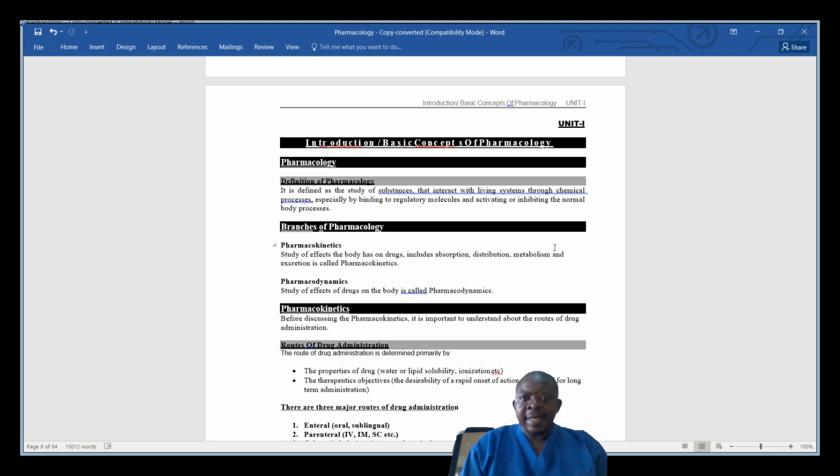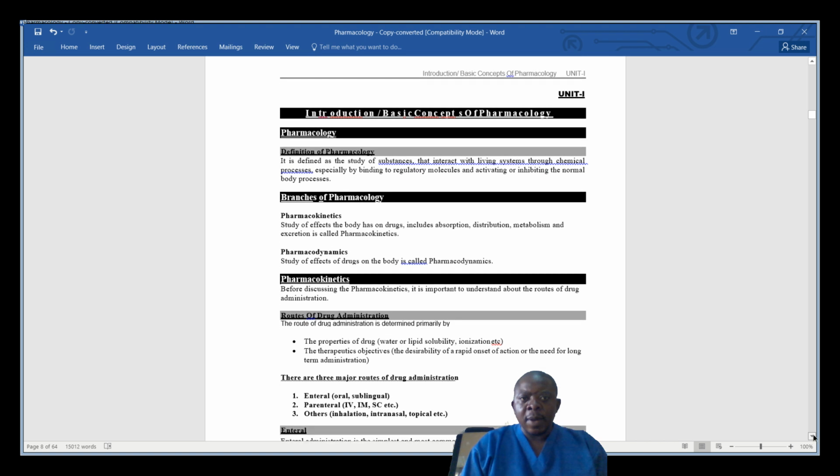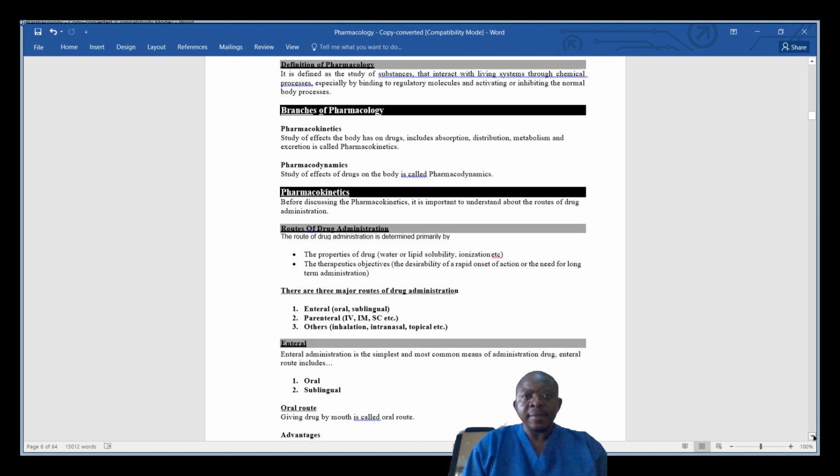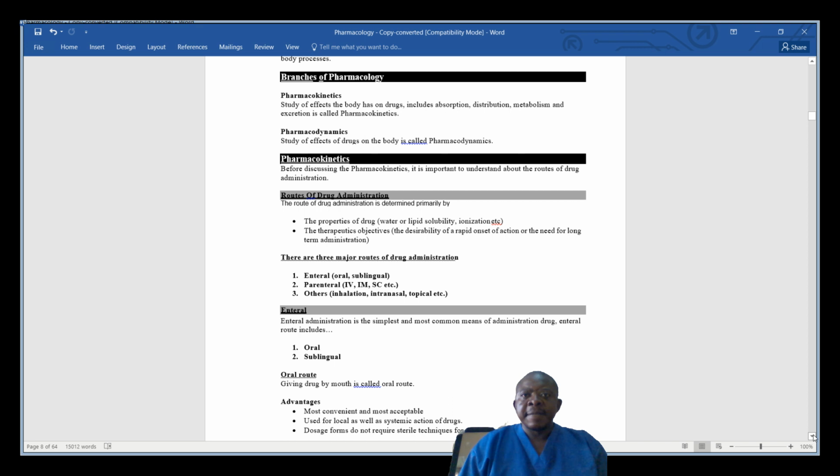Okay, so now let us expand more on pharmacokinetics and pharmacodynamics by first elaborating more on pharmacokinetics. Before pharmacokinetics, it is important to understand the routes of drug administration. Before we understand the effect of the body on the drug, we need to appreciate the routes of the drug, as drugs can be given through different routes.